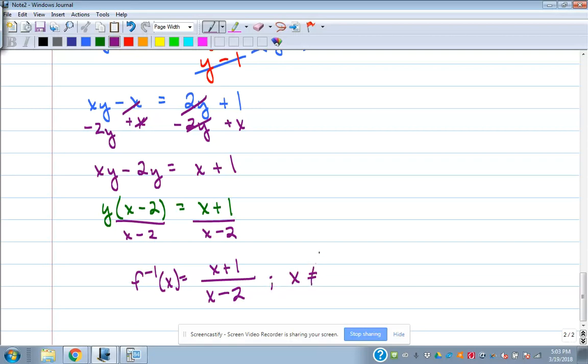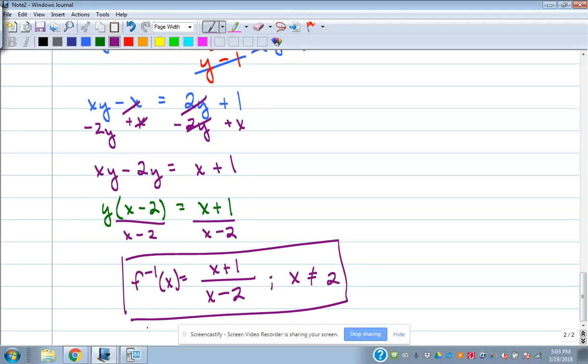What can x not be? 2. Because we're smart and we know that. So the restriction earlier doesn't carry over. The restriction earlier was on the domain of the original function, and this 2 is actually the y value that went with that x value. So the domain of the inverse is the range of the original, and the range of the inverse is the domain of the original. That'll get you confused pretty quick if you think too much about that. Don't think too much about that. Get the thing solved. That's my goal for you here.